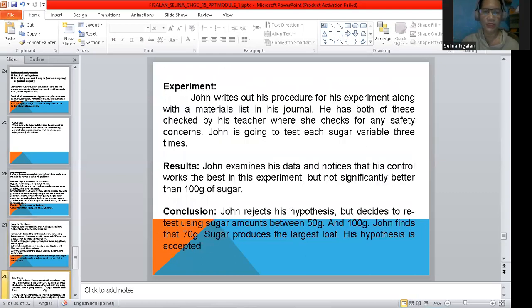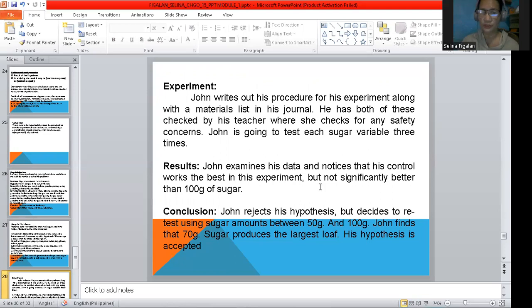Okay, so ang ginawa ni John, ano na yun? Writes out his procedure for his experiment along with the materials. So, ginamit niya yung kanyang materials para sa kanyang experiment. Okay, tinestingan, sinubukan niya yung each sugar. Di ba? Merong 25, 50, 100, and 250, 3 times.